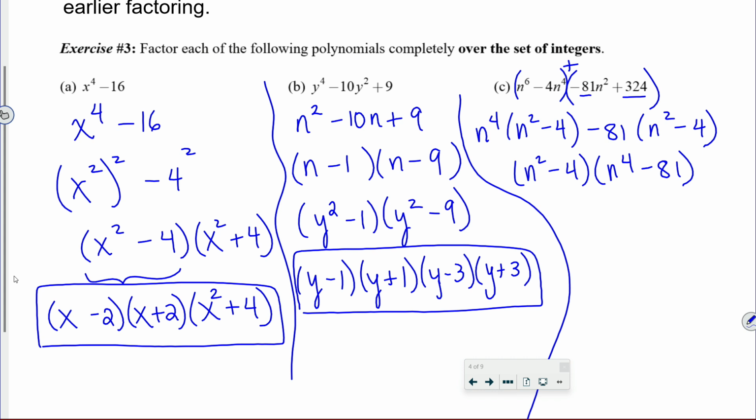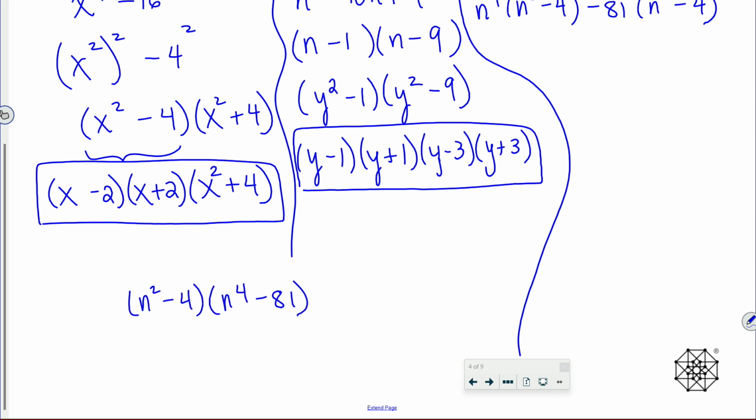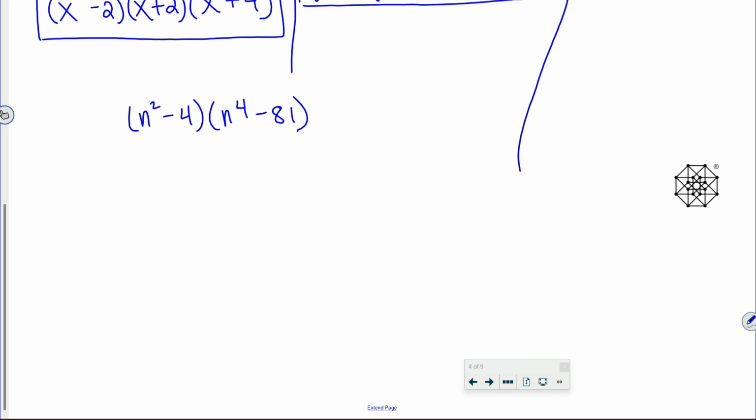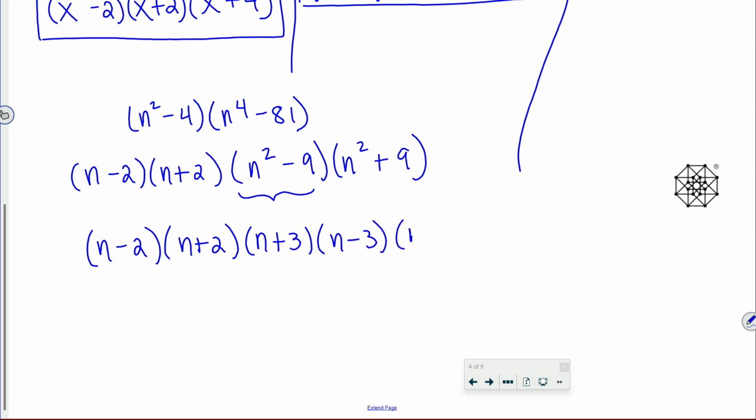All right, but there's more I can do. I'm not going to have any room here, so I'm going to bring all of this down to give myself some more space. N squared minus 4 I can now make into n minus 2 times n plus 2. N to the 4th minus 81 I can make into n squared minus 9 times n squared plus 9. And I'm almost done, except n squared minus 9 is also the difference of perfect squares. It can be factored as n plus 3 times n minus 3. And the n squared plus 9 I can't do anything with.